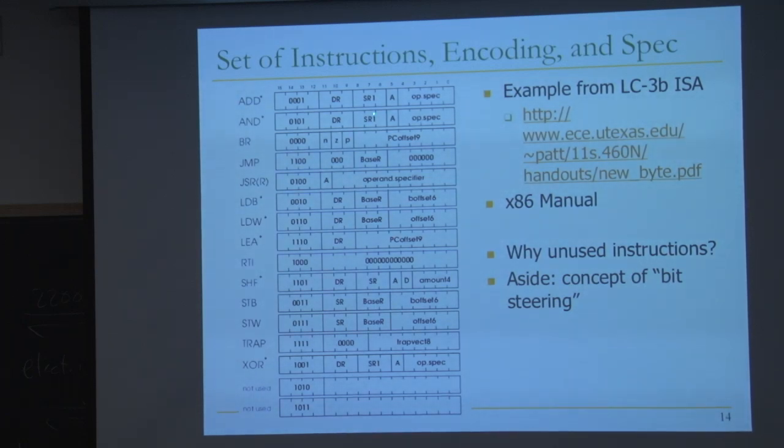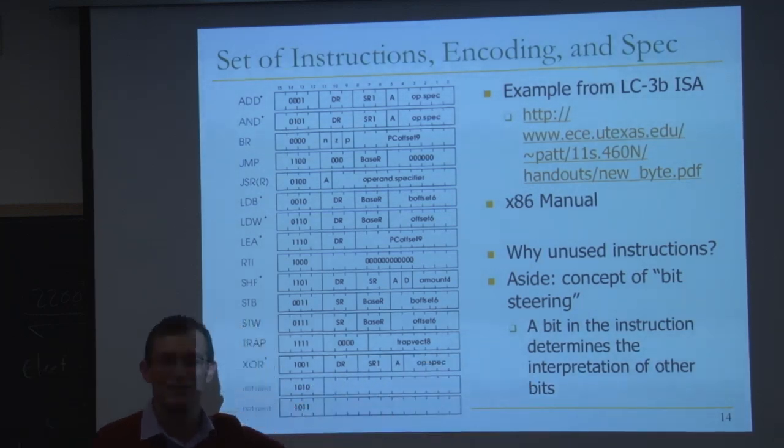And whether the second operand is a source register 2 or an immediate is really determined by this A bit. That A bit describes how to interpret what this operand specification is. This is called a steering bit. It's actually a part of the opcode, if you will, right? You can think of this as 2 different opcodes. Add register to register if the A bit is 0, I believe. And if the A bit is 1, it's an add register to immediate. But that's called the steering bit. Some people call it the sub-opcode also. Basically, a bit in the instruction determines the interpretation of other bits.